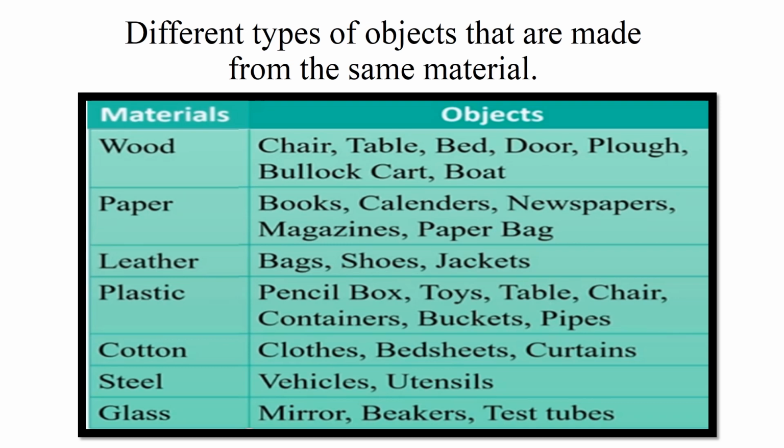Similarly, large variety of objects are made from plastic, that is pencil box, toys, table, chair, containers, buckets, pipes, etc. We make different materials from cotton as well. For example, clothes, bed sheets, curtains. Metal like steel could be used to make different objects like vehicles, utensils. And glass could be used to make mirror, beakers and test tubes.